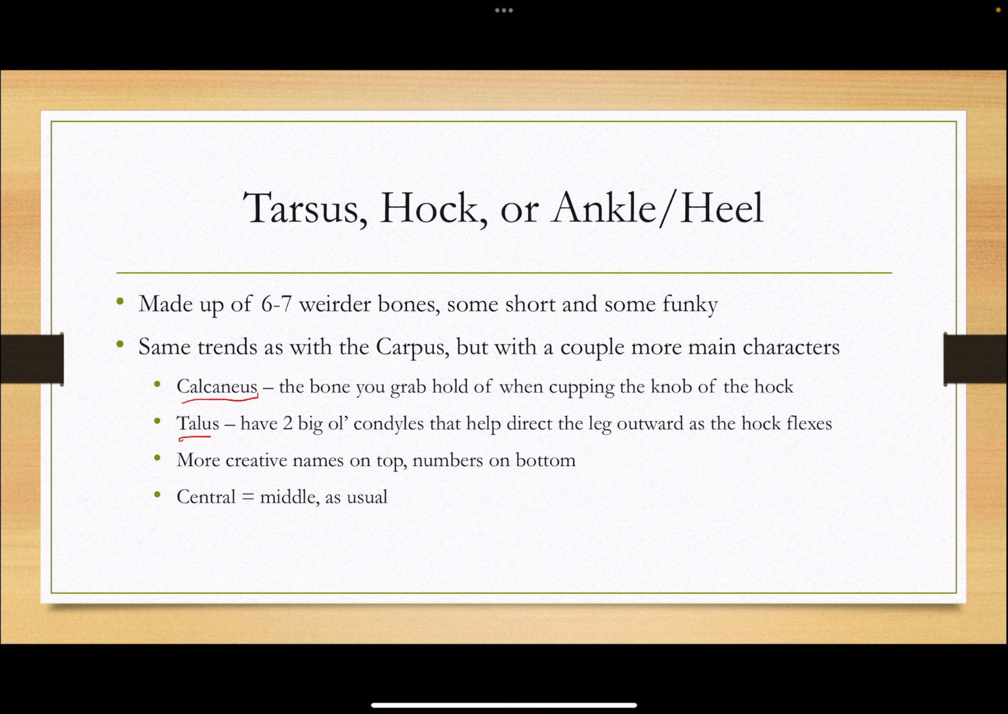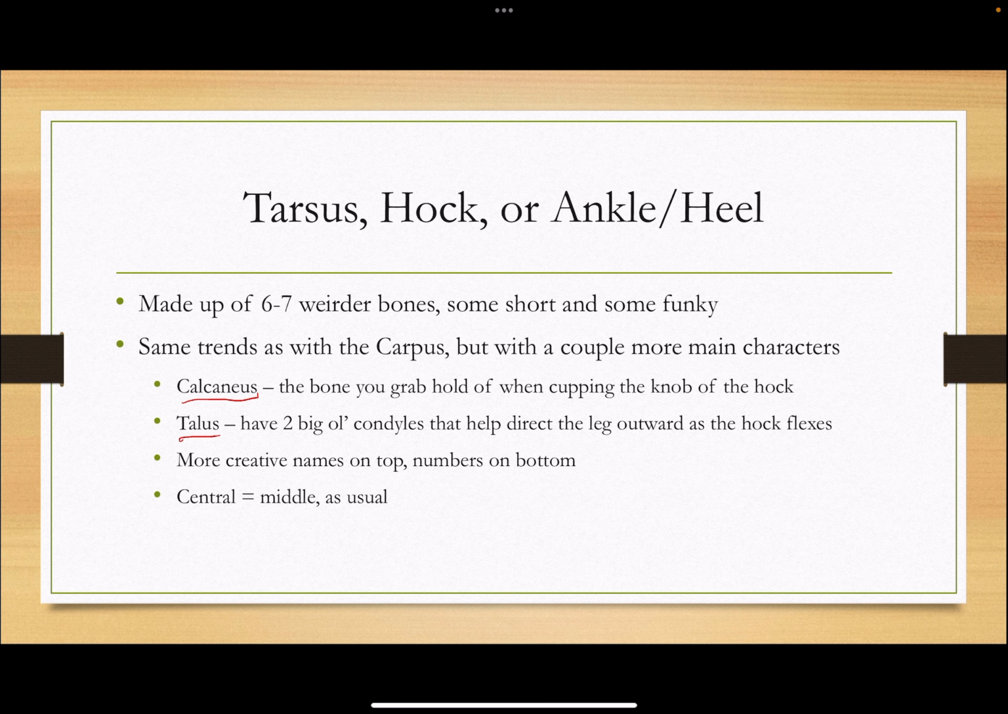The talus bone has the hinge-shaped condyles in it, and it interacts with that tibia to rotate the hind leg laterally or towards the outside. When that hock is flexed, when the leg is reaching forward, it comes out to the outside. That's because of the shape of the talus bone.